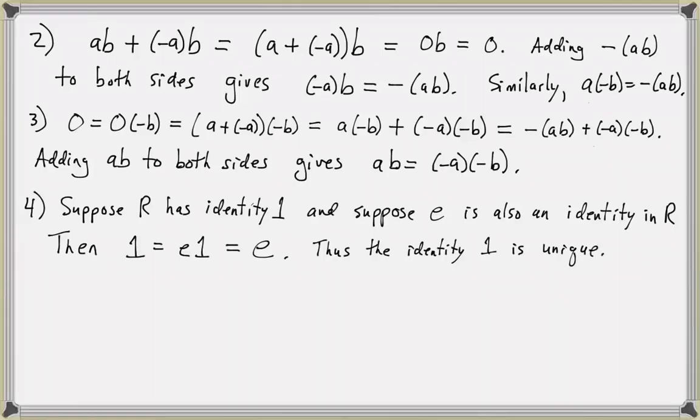Now by property 2 above, negative 1 times A equals the negative of 1 times A. But since 1 is the identity, 1 times A just equals A, so this equals negative A. So this finishes the theorem about these arithmetic properties of negatives in an arbitrary ring R.